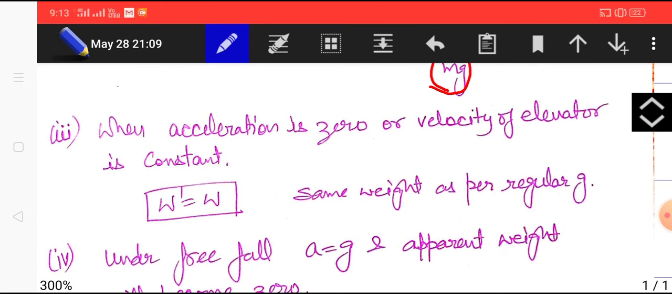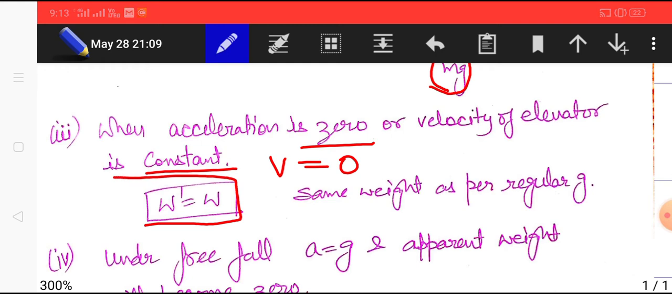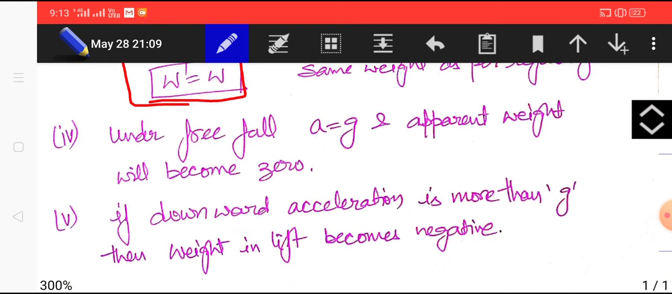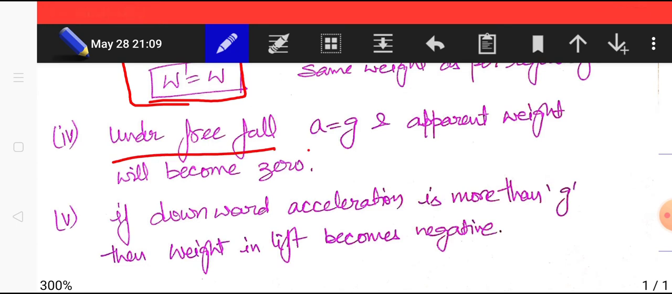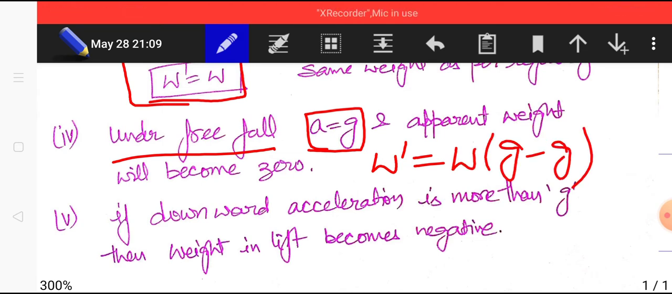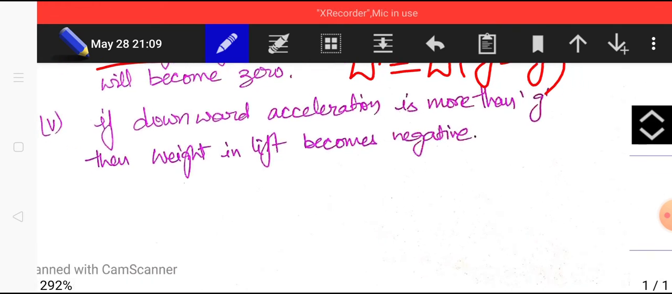When acceleration is 0 or the velocity of elevator is constant, and the velocity 0 case is also included in this, then your apparent weight is equal to actual weight, same weight as per regular g. Under free fall, your a is equal to g and apparent weight becomes 0 as w dash is equal to mg minus g, that is 0 because a is equal to g. If downward acceleration is more than g, then weight in lift becomes negative.